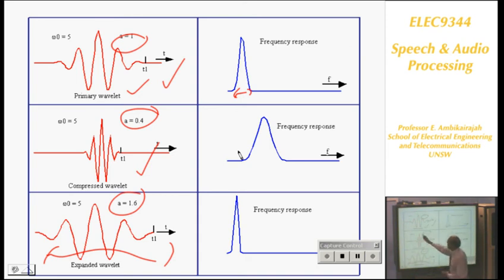You compress it and take the Fourier transform. You see the bandwidth increases. The bandwidth increases at a high frequency. For low frequency, you use this waveform, and you can see the bandwidth is very narrow. So good frequency resolution can be obtained from this wavelet.